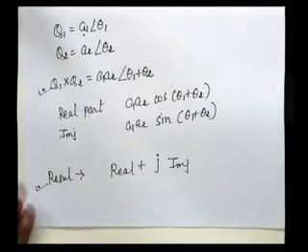So whenever multiplication is there, always prefer polar form and then you can convert it into rectangular form if required. Whenever you do addition and subtraction, rectangular form is preferable, but whenever you do multiplication and division, always prefer polar form.